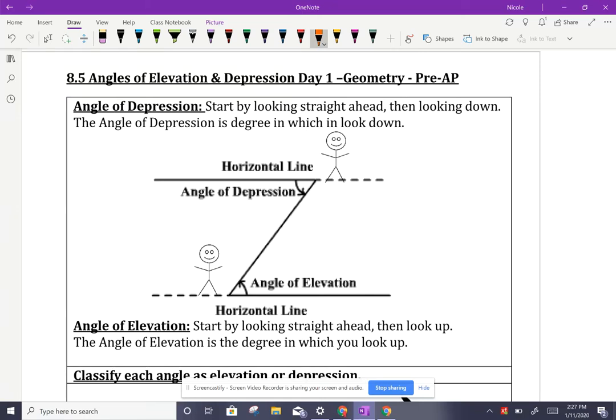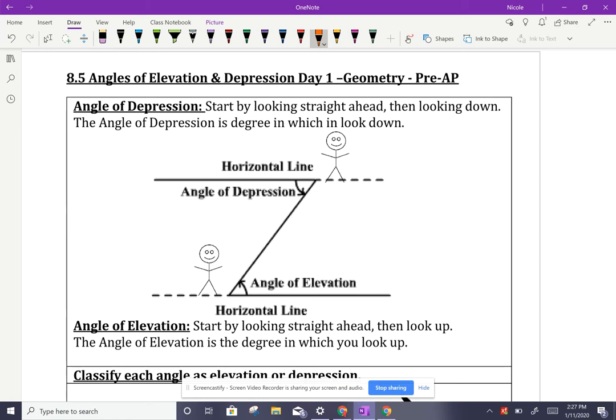Welcome to 8.5, day 1, angles of elevation and depression. One thing that you're going to need to keep in mind talking about angles of elevation and depression is think about your line of sight and how your head moves. A lot of people get real confused with this.